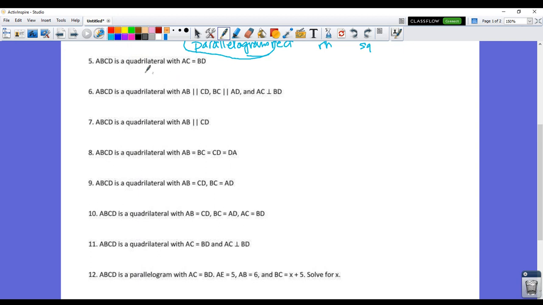So we have a quadrilateral with congruent diagonals, or equal diagonals here. We'll say equal since there's an equal sign.